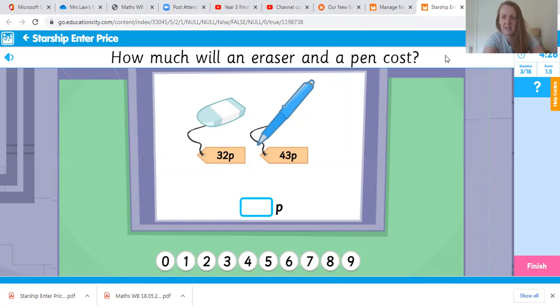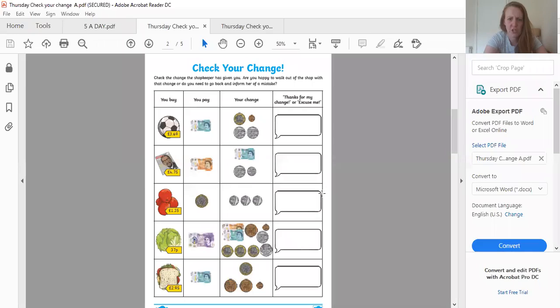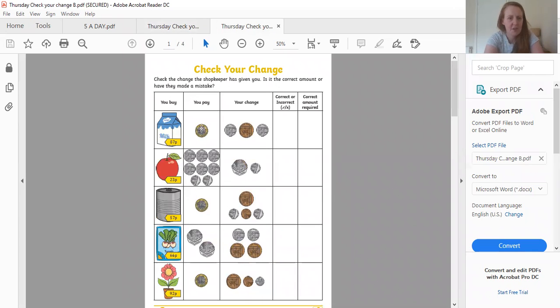So once you've completed that, Year 3, in the OneDrive folder, you have each got a sheet. And I think that squares and circles, you've got the same sheet today. It is called, if I can find it, it's in here, Check Your Change, and it looks like this. So hexagons, you've got one, and then circles and squares, you have got one here. So it's asking you to check if the change is right.